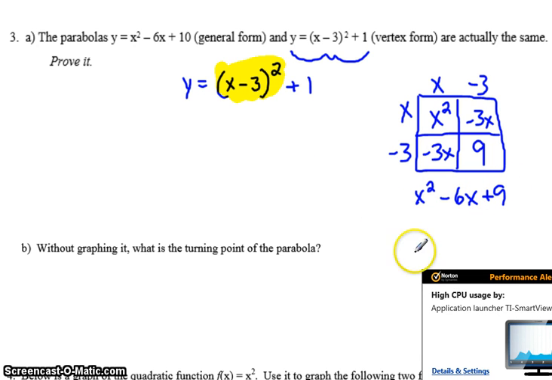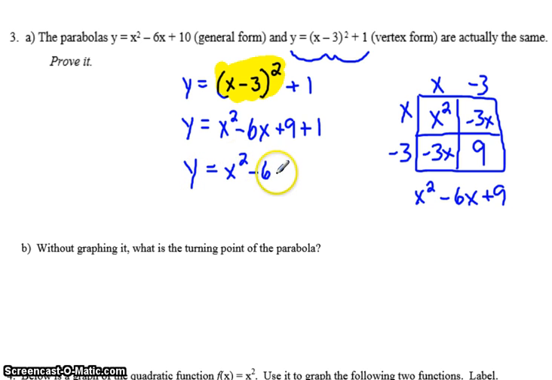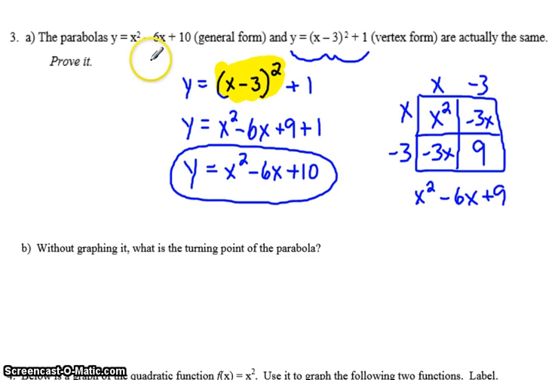So what I'm going to do is substitute that in for the x minus 3 squared, since they're the same thing. And then I'm not going to forget to put that plus 1 in at the end. All right, and then finally, if I combine like terms, I get x squared minus 6x, and then the 9 plus 1 gives me a 10. And check this out. This thing is the same thing as this thing. So they actually are the same thing.